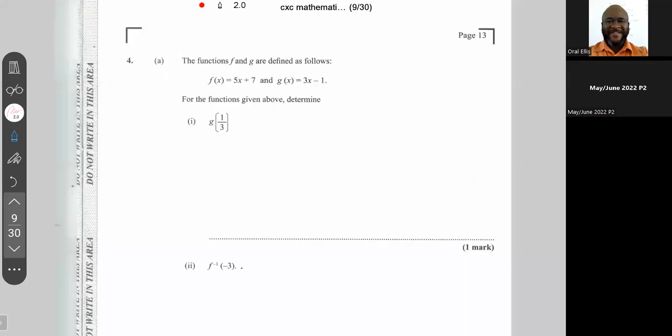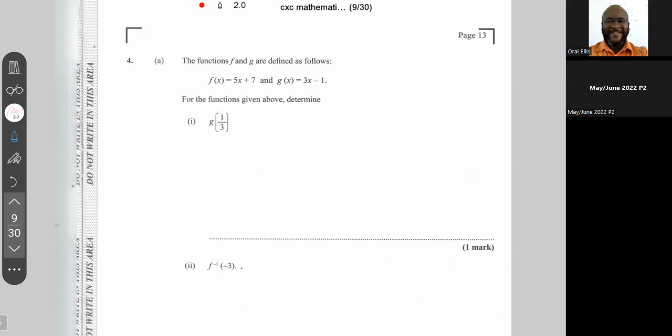All right, so this is May-June exam 2022. We're looking at question number 4. A says the functions f and g are defined as follows. F of x is equal to 5x plus 7 and g of x is equal to 3x minus 1. For the function given above, determine I g of 1/3.